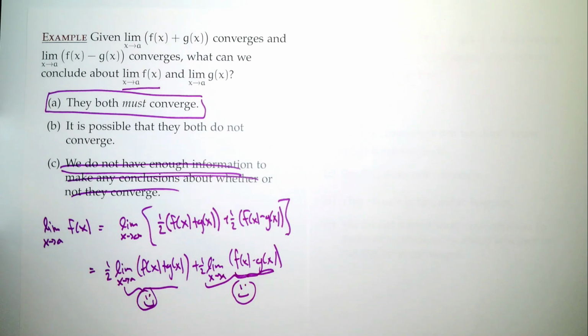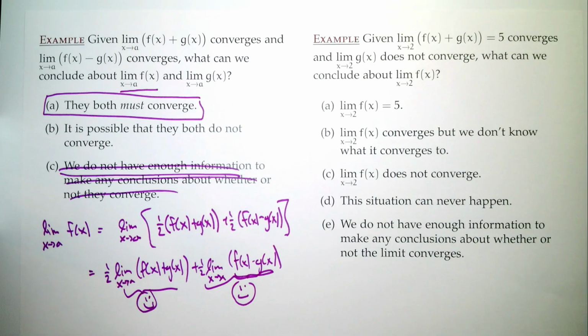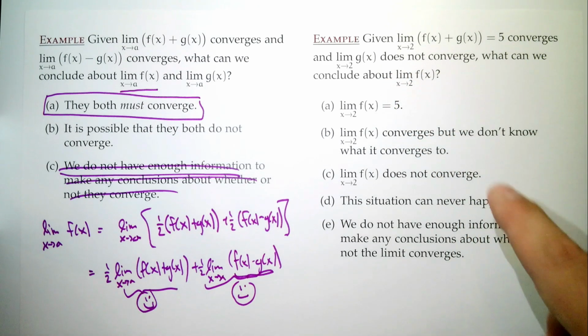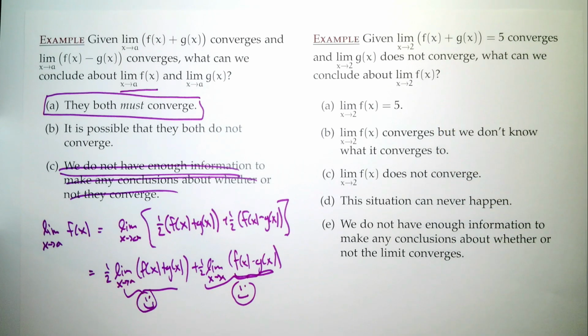Okay. So here, the idea is, look, if you know limits exist, put them together and you can get new limits. Now let's do something a little bit related. Suppose you're given the following. The limit as x goes to 2 of f of x plus g of x exists. In fact, it turns out it's equal to 5. But the limit as x goes to 2 of g of x does not exist. It does not converge. What can we say about the limit as x goes to 2 of f of x?